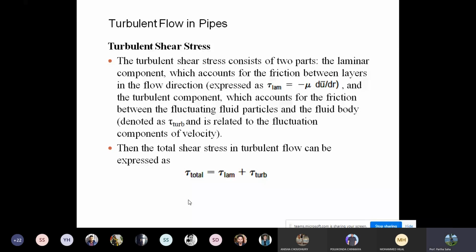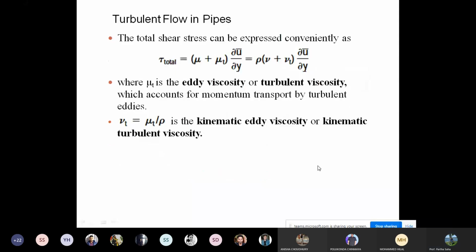Okay, so the total shear stress due to turbulence can be given by tau total equal to tau laminar plus tau turbulent. So what happens to the turbulent shear stress if you expand the terminology? The total shear stress is equal to mu plus mu t, times del u by del y, where mu is for the laminar flow and mu t is for the turbulent flow. Mu is the viscosity, and mu t is known as eddy viscosity or turbulent viscosity.